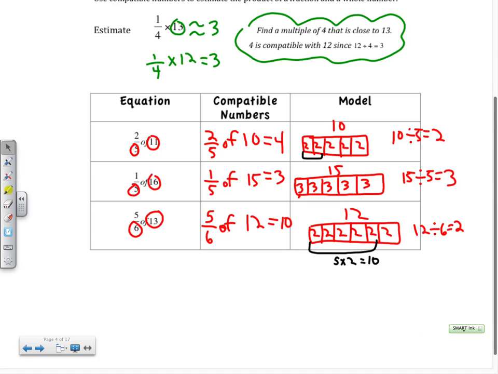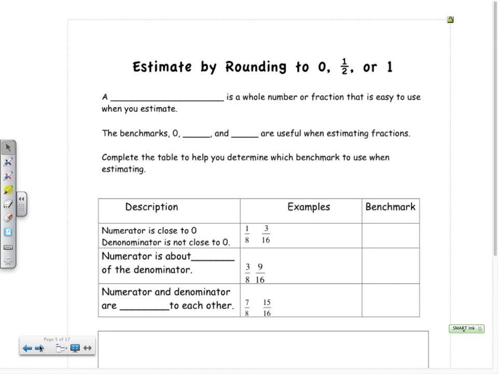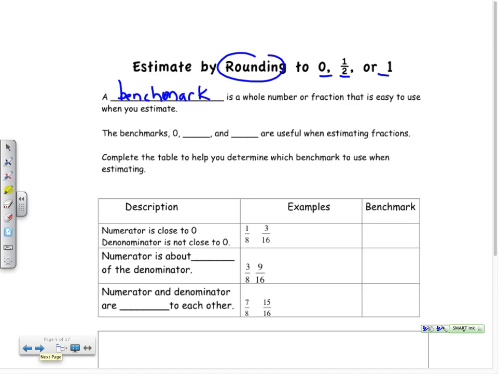So that's one way to estimate with fractions. Another way is to round your numbers to either 0, 1/2, or 1. Okay, and we're going to call these benchmarks. A benchmark is a whole number or fraction that's easy to use when you estimate. So the benchmarks of 0, 1/2, and 1 are useful when estimating fractions.